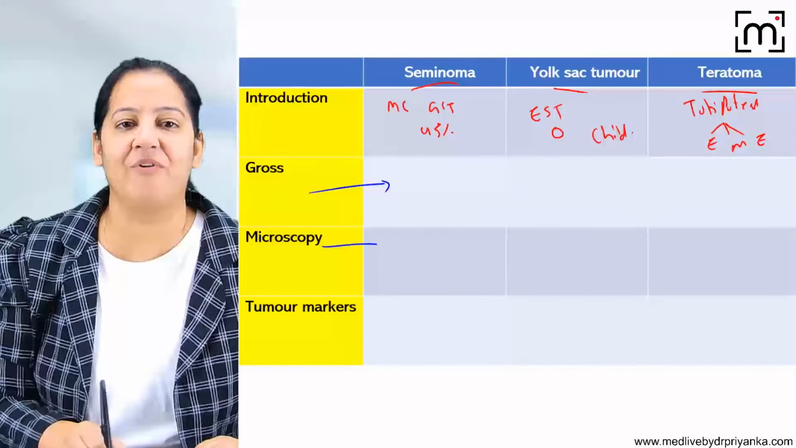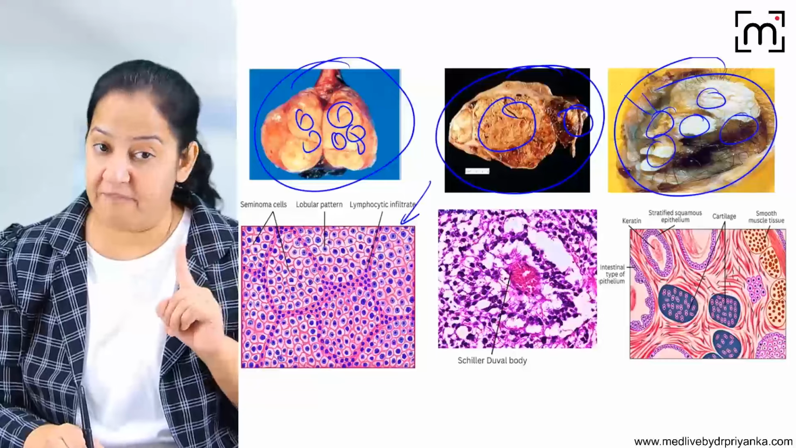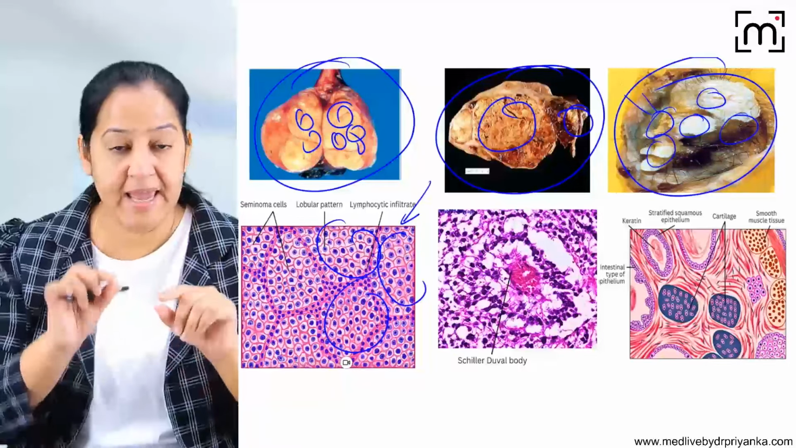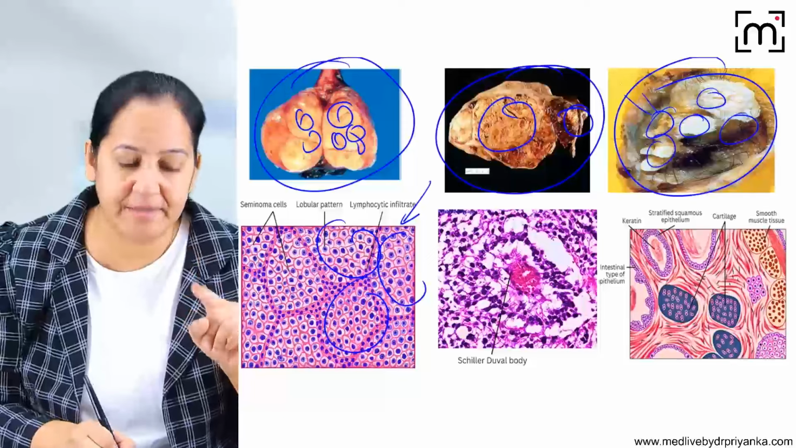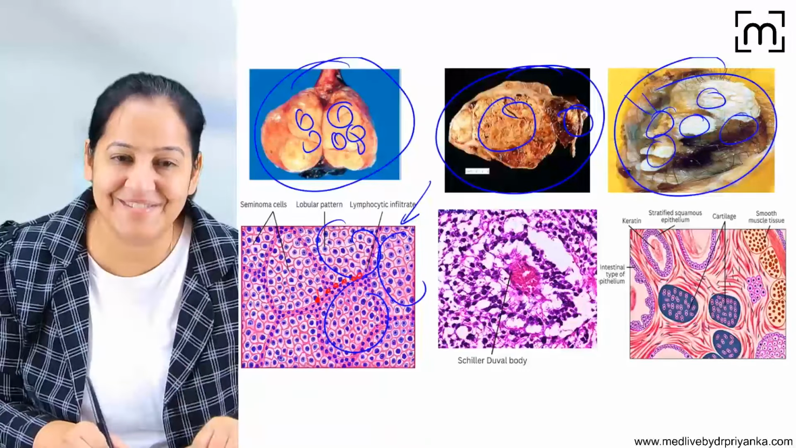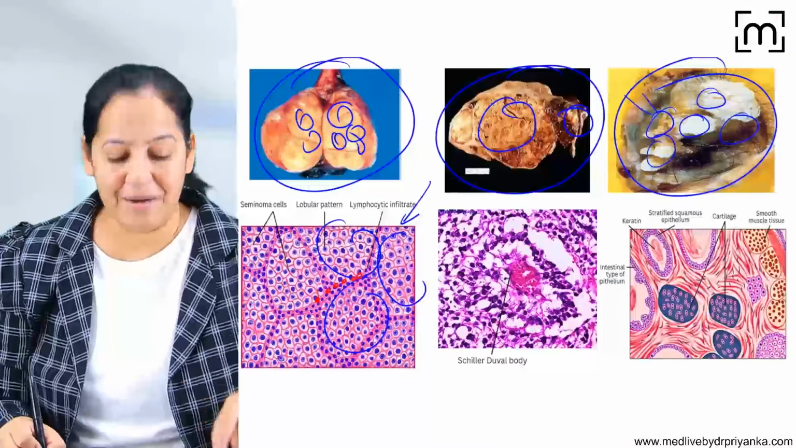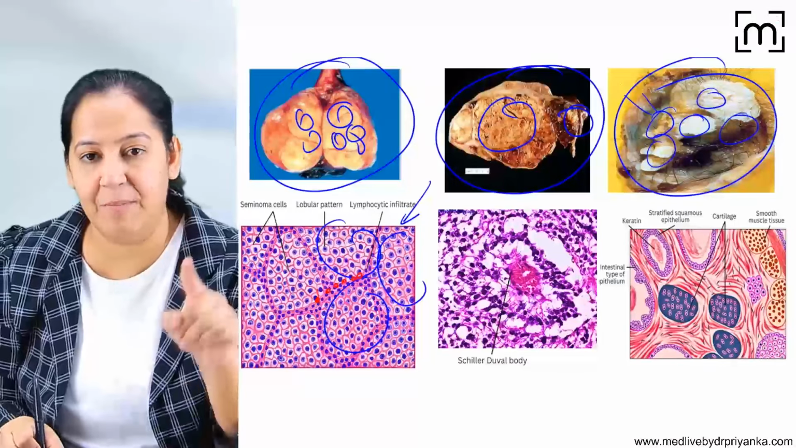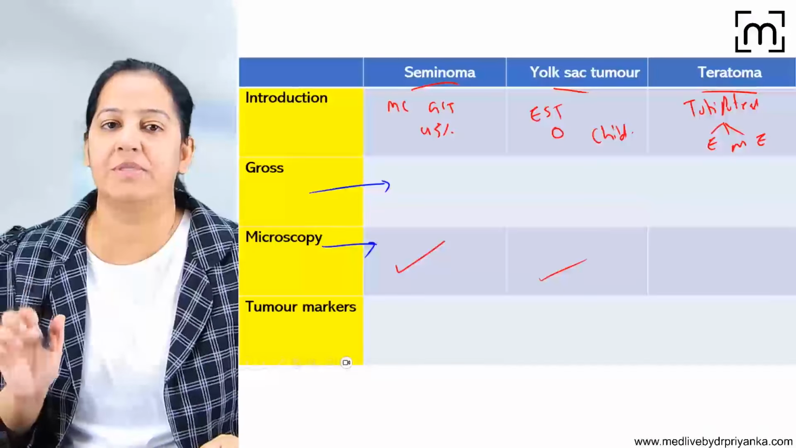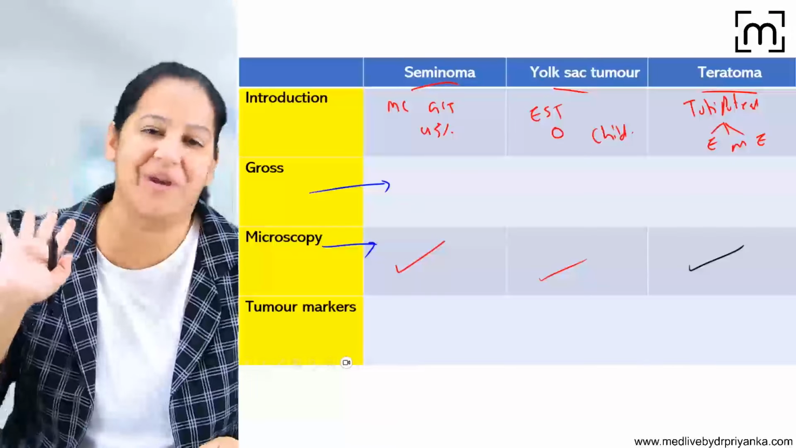Now see the microscopy of all of them. Seminoma is very peculiar. See the lobulated arrangement. See the tumor cells, and inside the stroma, appreciate the lymphocytic infiltration. Please try to draw it, don't write, draw it. In the Yolk Sac tumor, don't forget the Schiller-Duval body. You know what a Schiller-Duval body is, and the tumor cells contain hyaline globules. And in the teratoma, draw anything, whatever you wish.